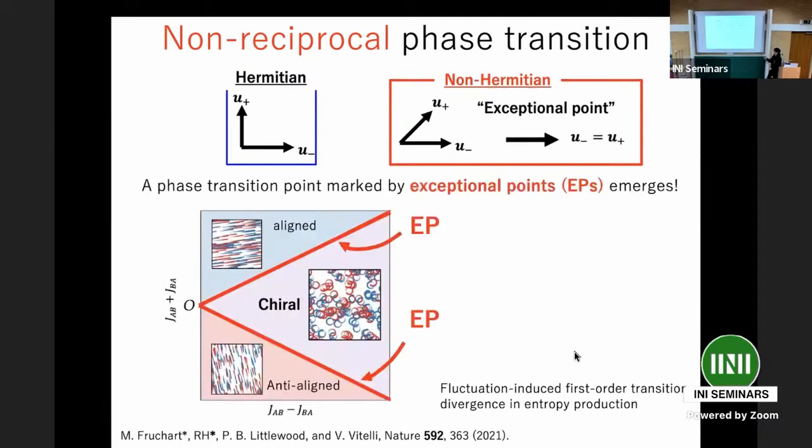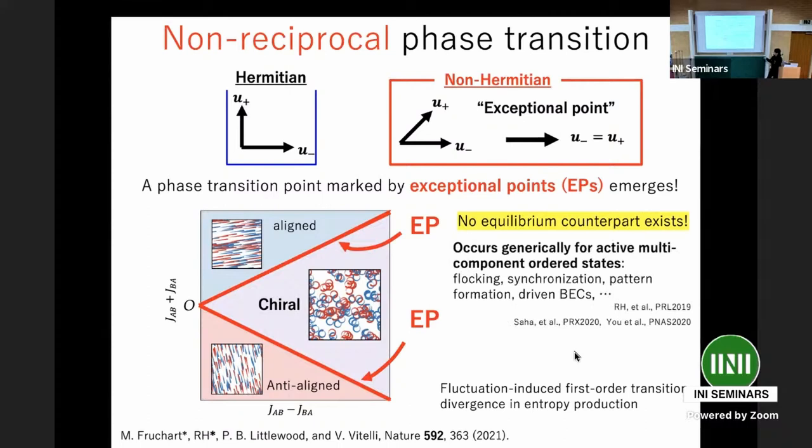It turns out that this point marks the chiral phase transition in the continuum description of the model that I described. Because this is characterized by this exceptional point, meaning that there's a one-way coupling, it immediately tells you that the system breaks detailed balance, and therefore this exceptional point condition cannot occur in equilibrium. So there's no equilibrium counterpart of this type of phase transition. I want to emphasize that this is a very general feature, because I haven't used any details about the model except that it has a continuous symmetry.